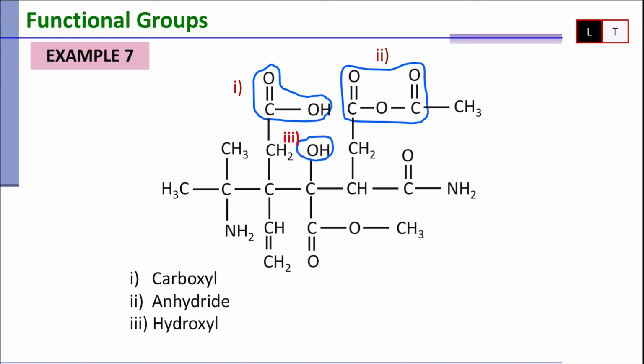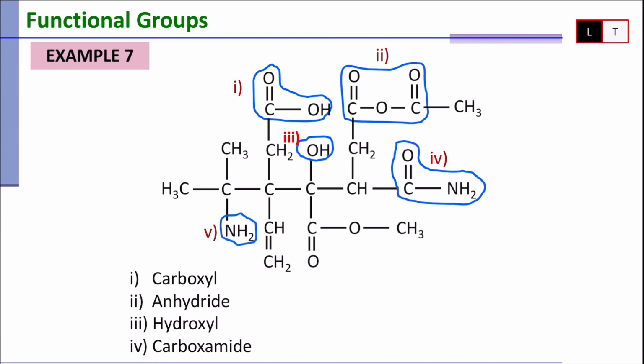Namanya adalah hydroxyl. Yang keempat, saya ada C double bond O NH2. Ini adalah carboxamide. Kita continue with number 5, NH2. So NH2, this is amino. Okay, semua ni adalah functional group. Saya tak tanya class of compound.